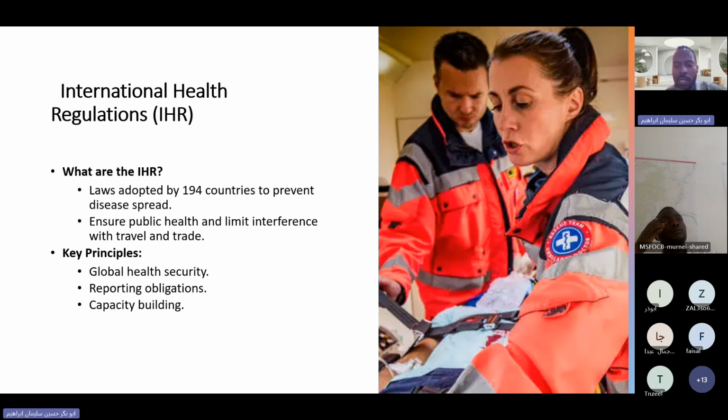This is the role of the International Health Regulation for passengers or the movement of people among the countries here. Is there any question?